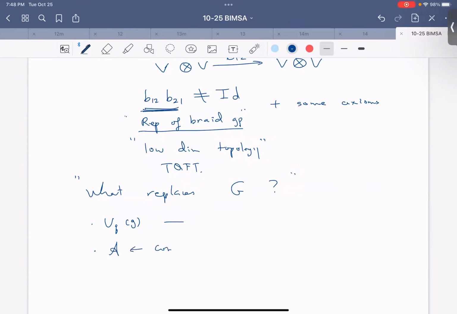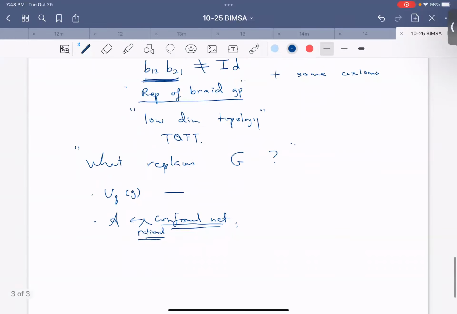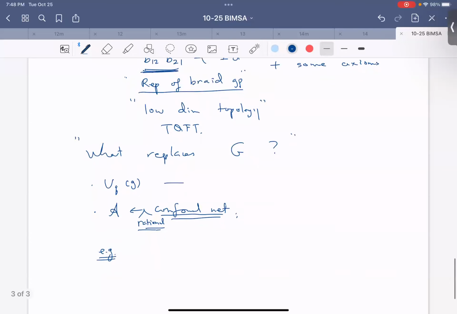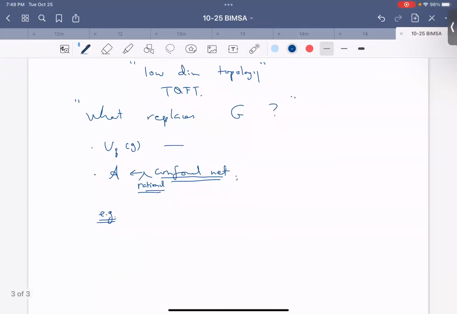And for me, I think what replaces G is what we call a conformal net. In particular, a conformal net which is rational. So maybe I will write down a rational conformal net. Unfortunately, I don't think I have time to define this precisely. So maybe instead of giving you the definition of a conformal net, I would just give you an example of a conformal net.